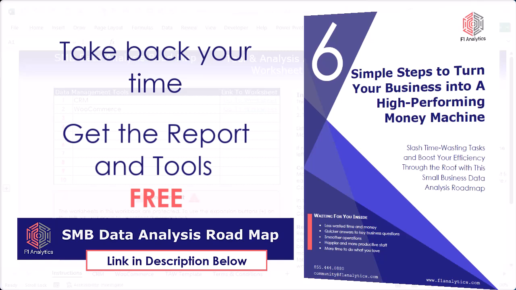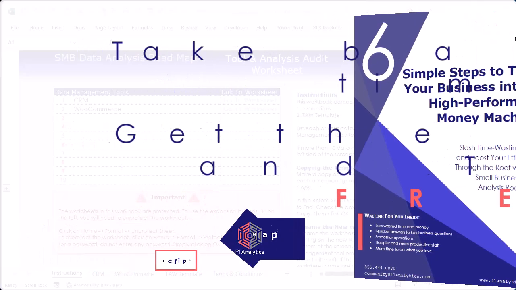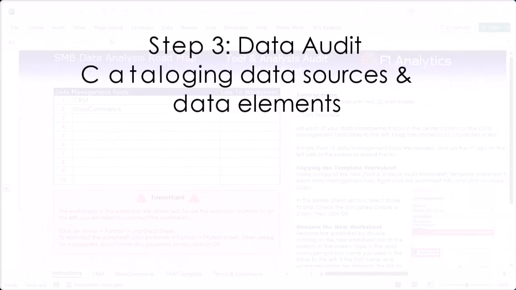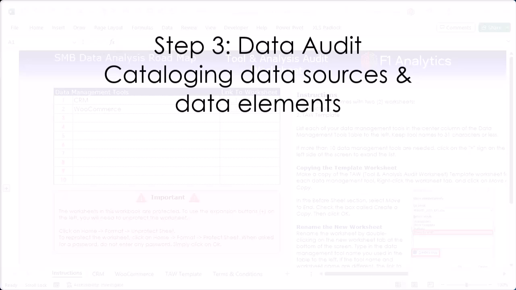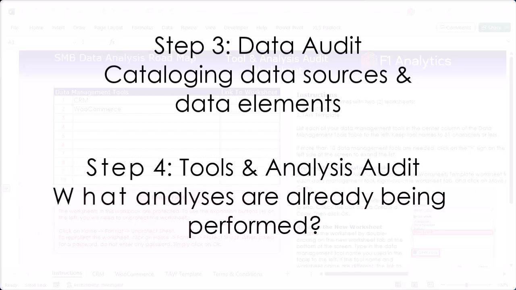Now let's go ahead and get started. In the last video, we took stock of the data sources and data elements available in your business processes that are capturing information you can use to track performance through your KPIs. In step 4, we're going to continue this exercise beyond specific data sources and data elements to take a closer look at the data management tools and analyses that are already being performed.